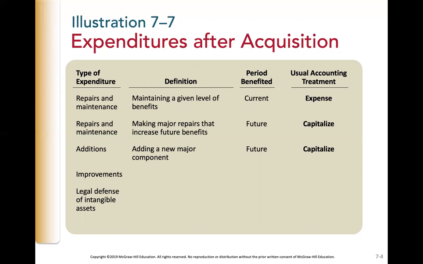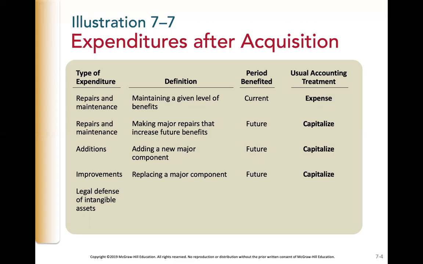Additions. An addition occurs when we add a new major component to an existing asset. We should capitalize the cost of the addition if it increases rather than maintains future benefits. For example, adding a refrigeration unit to a delivery truck increases the capability of the truck beyond its originally anticipated use. So it gives you future benefits. So you would capitalize it.